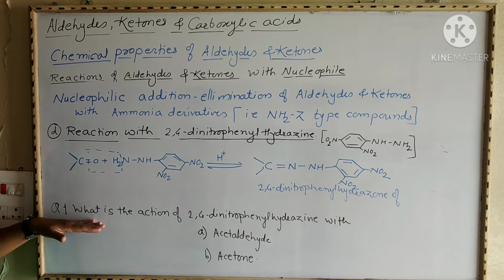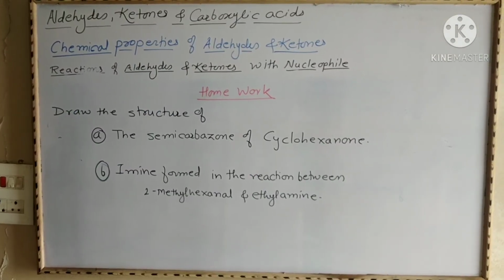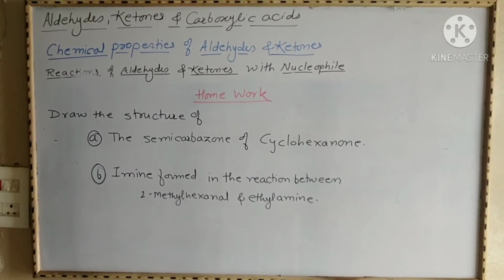Here is homework for you. What is the action of 2,4-dinitrophenylhydrazine with acetaldehyde and acetone? Write this reaction in your notebook. Now another homework for you. Draw the structure of A, the semicarbazone of cyclohexanone, and B, the imine formed in the reaction between 2-methylhexanal and ethylamine. Rewrite these reactions in your notebook.